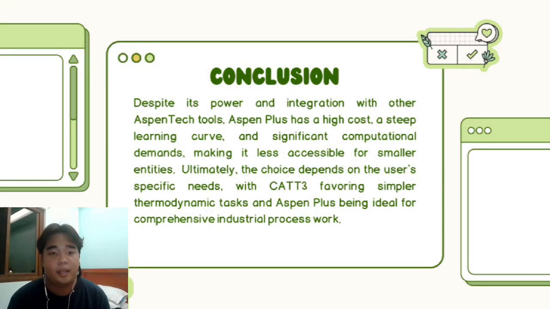Despite its power and integration with other AspenTech tools, Aspen Plus has a higher cost, a steep learning curve, and significant computational demands, making it less accessible for small entities. Ultimately, the choice depends on the user's specific needs, with CATT3 favoring simpler thermodynamic tasks and Aspen Plus being ideal for comprehensive industrial process work.